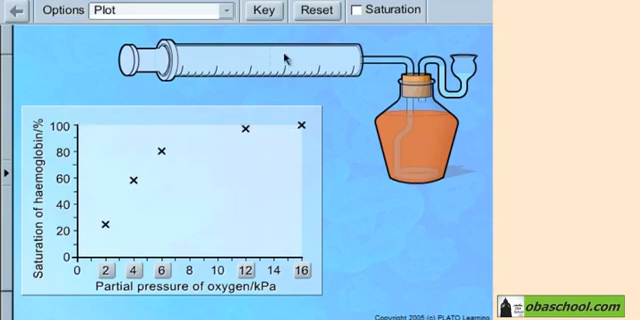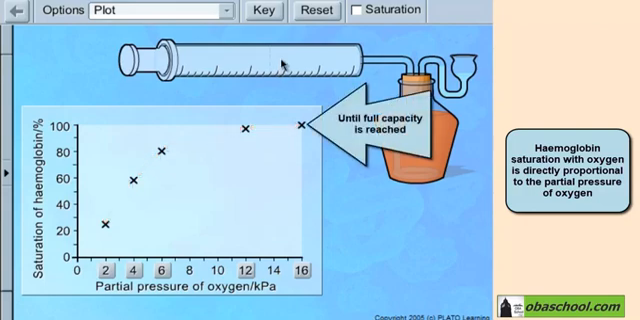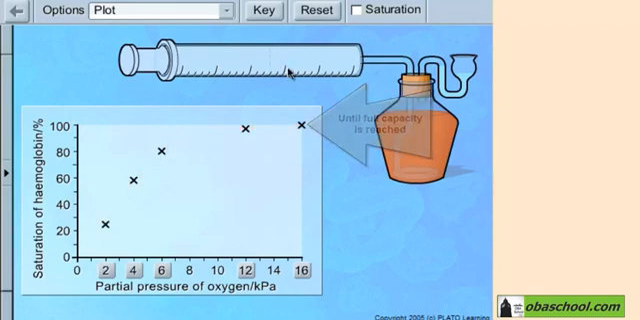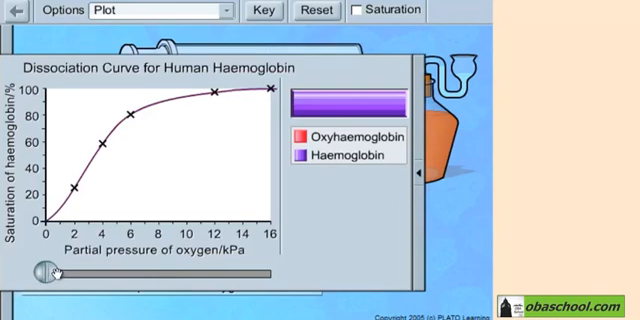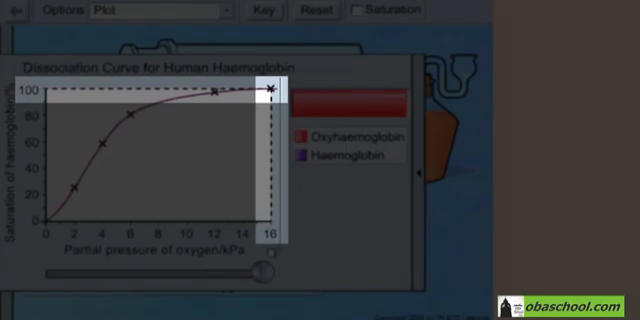So this is how we look at the saturation of hemoglobin. And if you notice a pattern, the saturation of hemoglobin is directly proportional to the partial pressure of oxygen. So simply, the more oxygen you have in the blood, the more oxygen hemoglobin is going to carry until it reaches full capacity, full saturation. So this is the dissociation curve for human hemoglobin. As partial pressure of oxygen increases, the percentage of saturation of hemoglobin is going to increase until it reaches a maximum capacity, 100%, at 16 kilopascals.